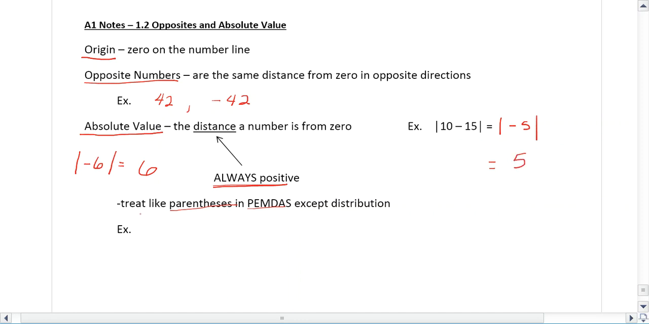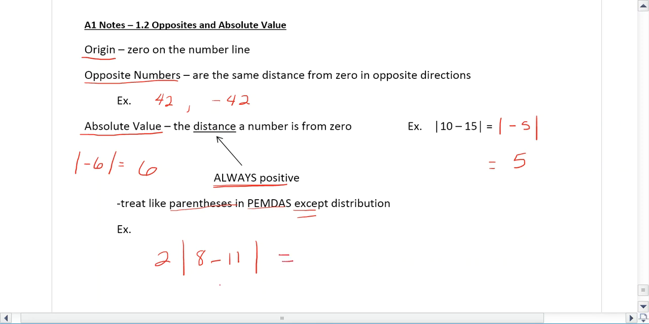Now let's go back to what I said here. You treat them like parentheses except distribution. For instance, if you had a 2 and you were multiplying that times the absolute value of 8 minus 11, you do not ever distribute a number outside the absolute value to numbers that are inside the absolute value. So that's what I meant by you treat it like parentheses except distribution.